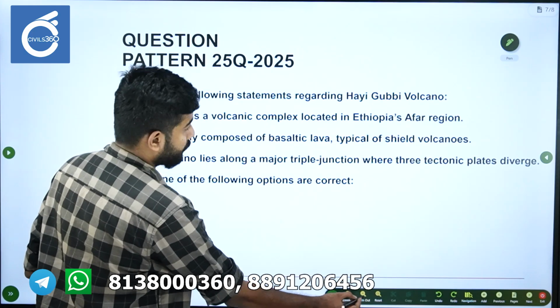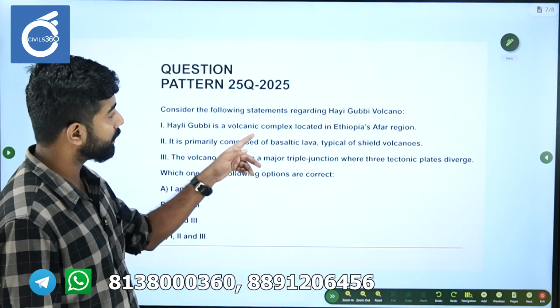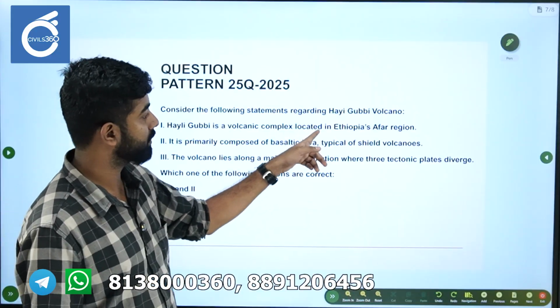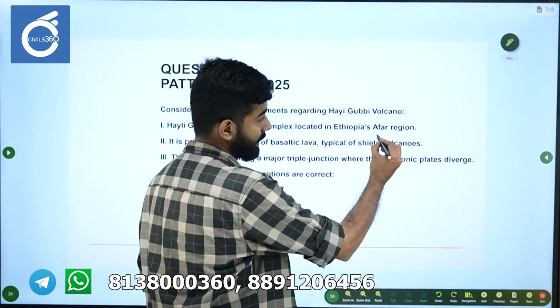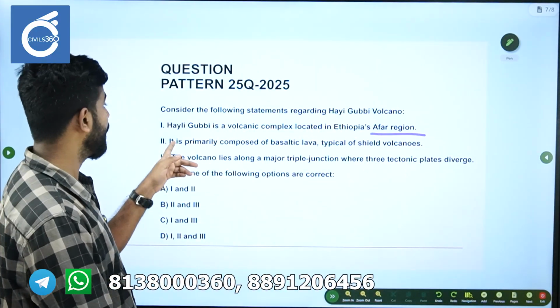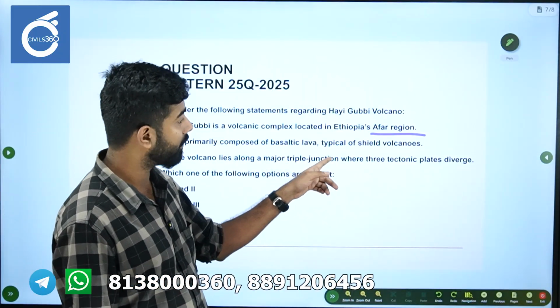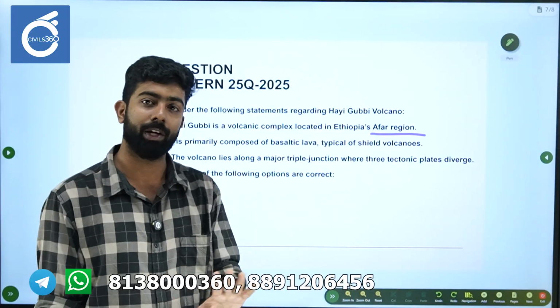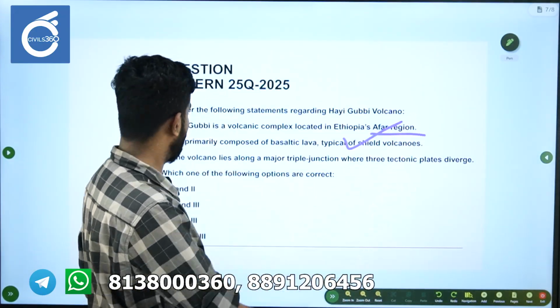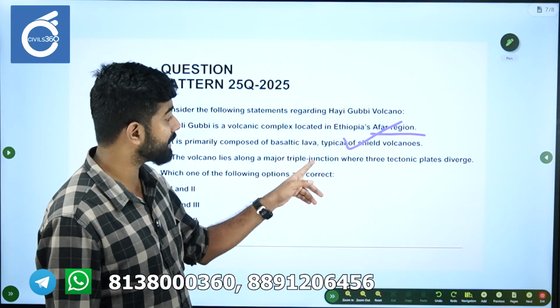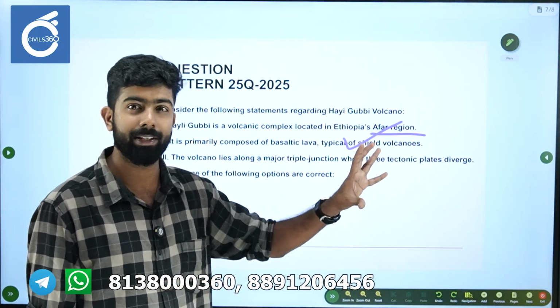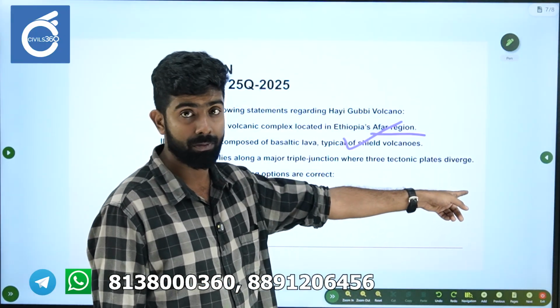Okay, so this is a question for you to try out. Consider the following statements regarding the Hayli Gubbi volcano. Hayli Gubbi is a volcanic complex located in Ethiopia's Afar region. It is primarily composed of basaltic lava, typical of shield volcanoes. If you know that Hayli Gubbi is a shield volcano, this is easily solvable. The volcano lies along a major triple junction where three tectonic plates diverge. Please read it carefully. It could have been given as converge, right?